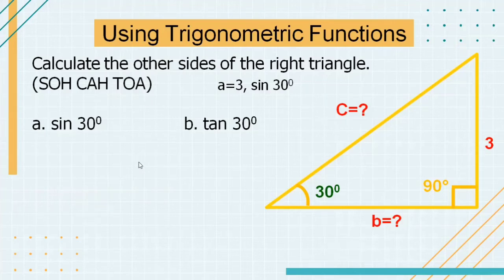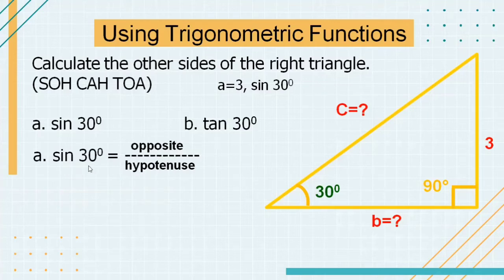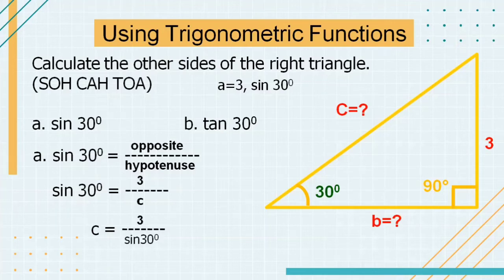So solving for the hypotenuse, we have sine of 30 degrees is equal to opposite side over hypotenuse. Our opposite side is equal to 3, and our hypotenuse is an unknown value, which is represented by our letter c. Using cross multiplication, we have c is equal to 3 divided by sine of 30 degrees. You can solve sine of 30 degrees using the calculator. So 3 divided by sine of 30 degrees is equal to 6. And so the value of our hypotenuse, or our c, is equal to 6.